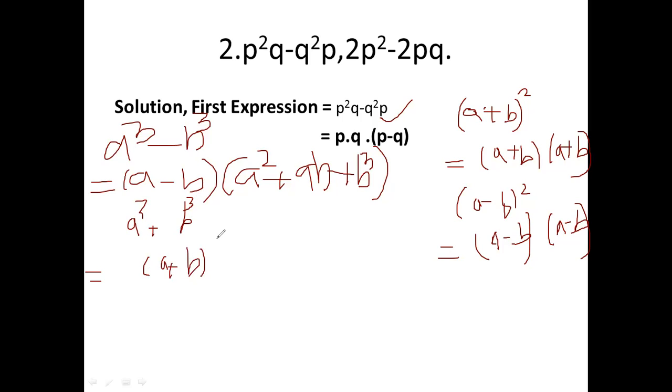And the other factor is A square minus AB plus B square. Like this, you have to factorize. If the expressions are given in A cube plus B cube form, then we factor like this.